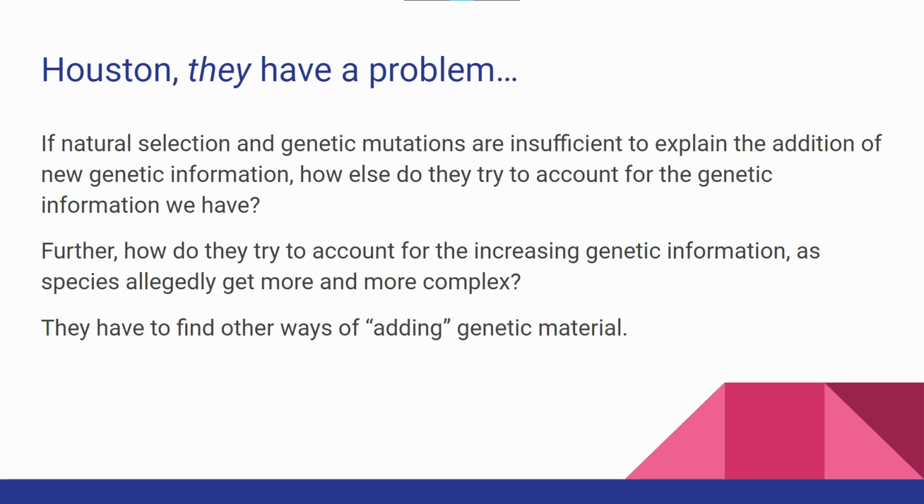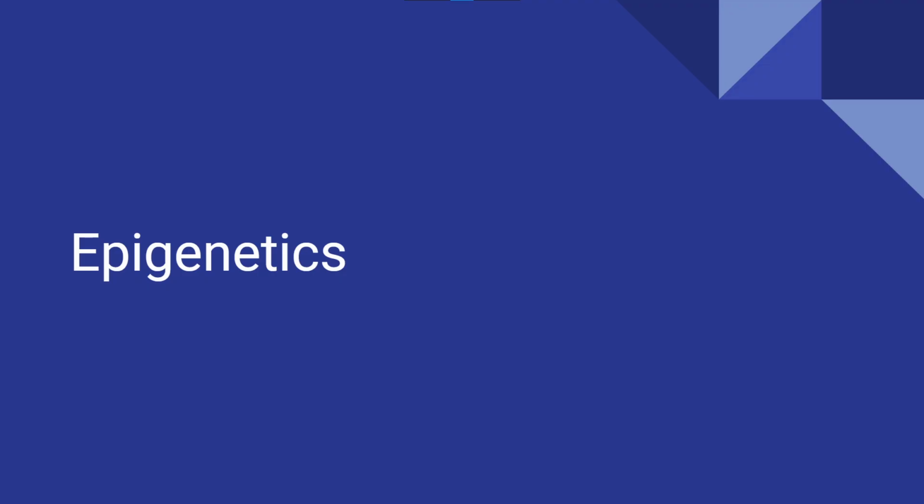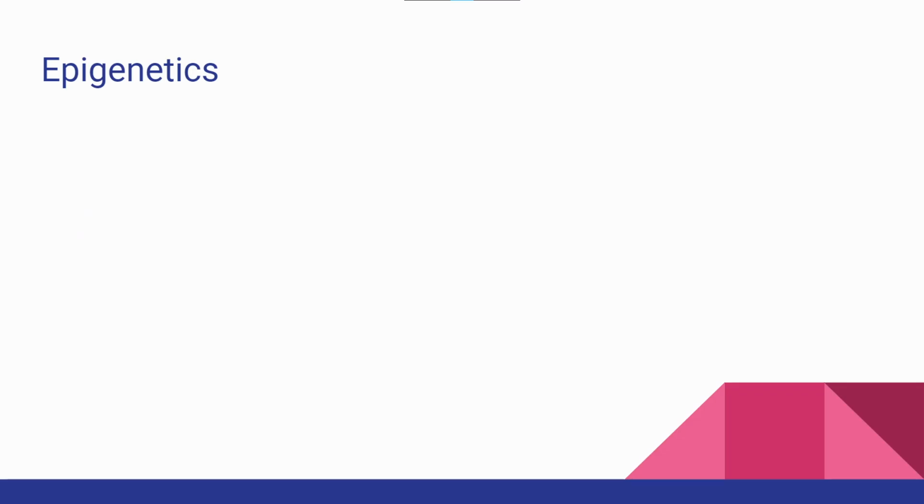They have to find other ways of adding genetic material to what already exists. We looked at several different theories that they've used for how to add that genetic material. We looked at duplications, where in the copying process, genetic information is copied more than once. We looked at the fun word polyploidization, which, if you don't know what that is, go back and watch last week's recording, because that's a whole different explanation. And we left off last week starting to talk about epigenetics.